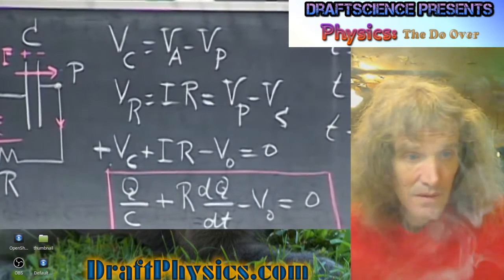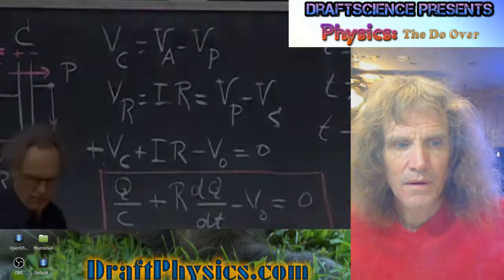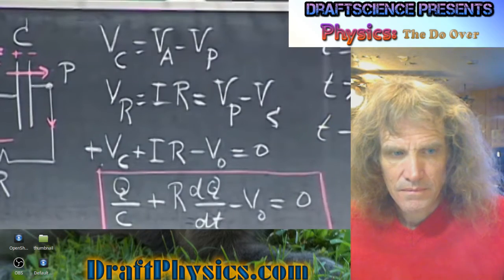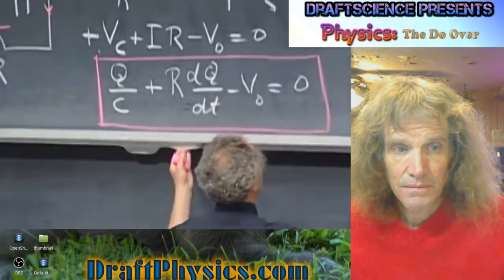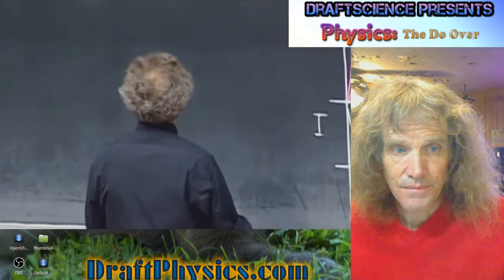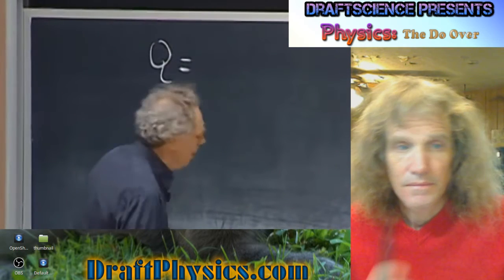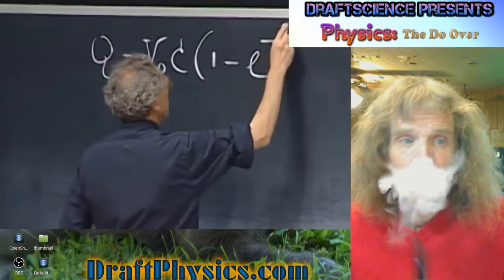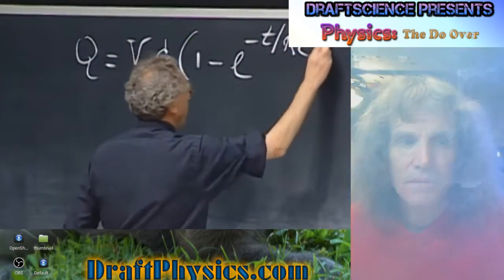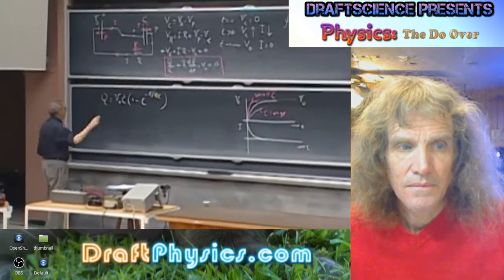We've seen an identical differential equation. It was not in Q, it was in I, but it had, of course, a completely similar solution. And the solution to this differential equation is actually quite simple. I will put it on this board. Q as a function of time is V0 C times (1 minus e to the minus t over RC). If I take the derivative of this Q, then I have I, because I is dq/dt.